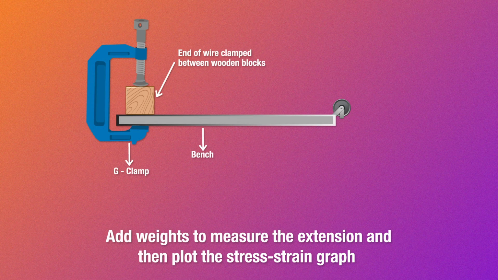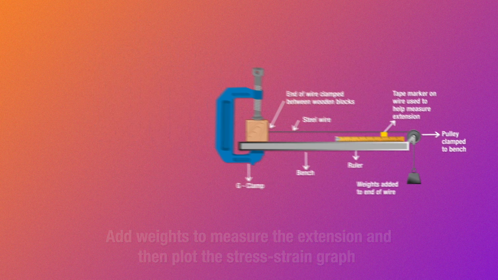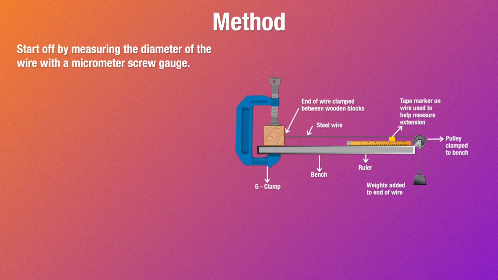Let's say you're in your lab trying to determine the behavior of steel using a stress-strain graph. You take a steel wire, suspend it from a fixed point, and attach a weight to the bottom. Now in this experiment, you'll basically add weight at different intervals, and as the weight pulls down the wire, it stretches, and you measure the extension. And here's how you do that. You start off by measuring the diameter of the wire with a micrometer screw gauge.